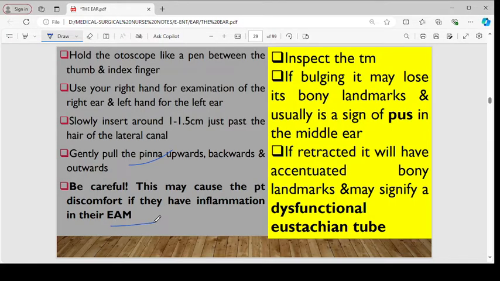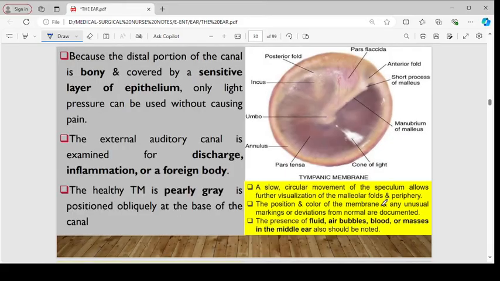So you inspect the tympanic membrane. If it's bulging, it may lose its bony landmarks that we had mentioned, and usually is a sign of pus in the middle ear. If retracted, it will have accentuated bony landmarks and may signify dysfunctional eustachian tube.